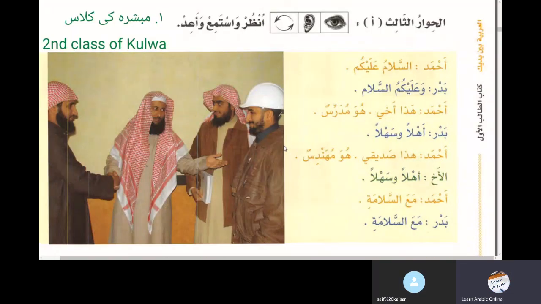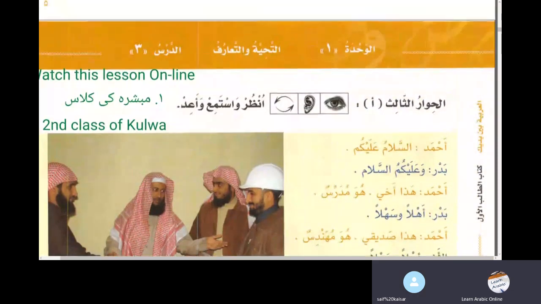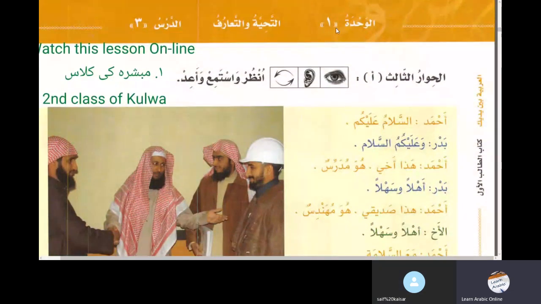Ad-Darsu Salis, the third lesson of the book. Al-Wahdatul Ula, the first unit. Start reading from this point.